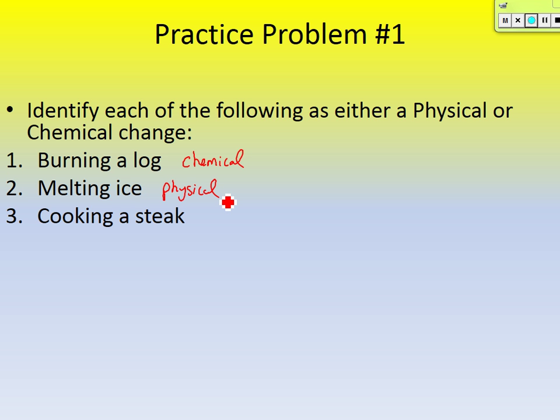Number 3, cooking a steak. We just talked about you cook something, you're doing chemistry, so that's what? Yeah, you're doing a chemical change on that steak. It's something new. You're changing the way the atoms are arranged on that steak.